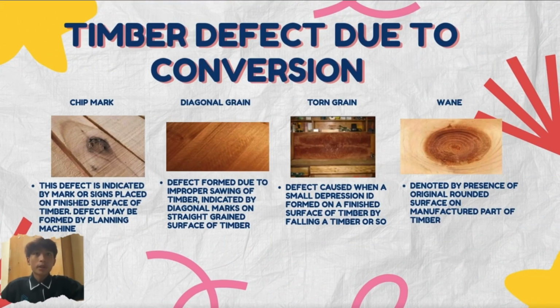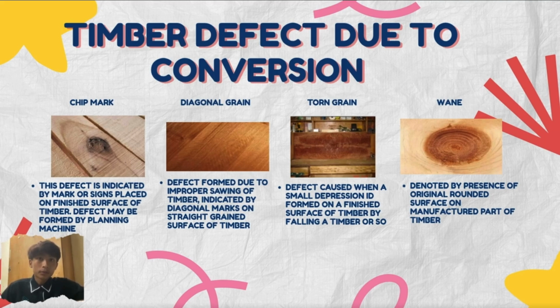This slide shows timber defects caused during the conversion process, which means defects that happen while the timber is being cut or processed. The first defect is chip mark. It is a small mark or scratch on the timber surface, usually caused by a planing machine. The second is diagonal grain. This happens when the timber is cut incorrectly, causing the wood grain to run diagonally instead of straight.